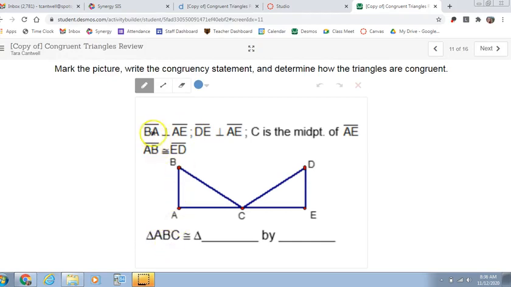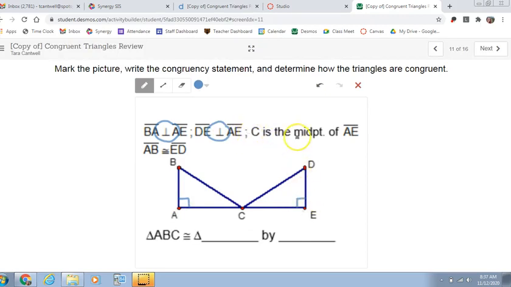So we have first that BA is perpendicular to AE. Perpendicular means makes a right angle. So find BA, that's the left side, AE is the bottom. If it's perpendicular, then we have a right angle. We also have DE is perpendicular to AE, so that's the right-hand side is perpendicular to the bottom, so that means we have a right angle over here.